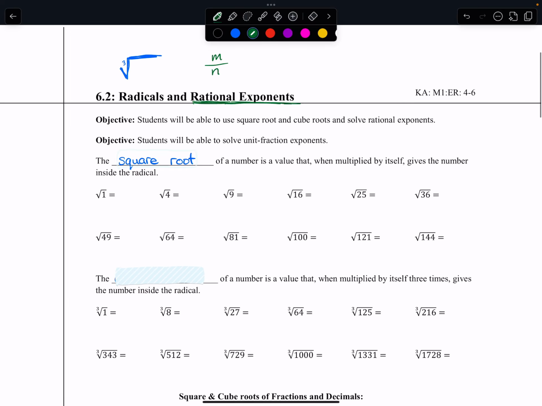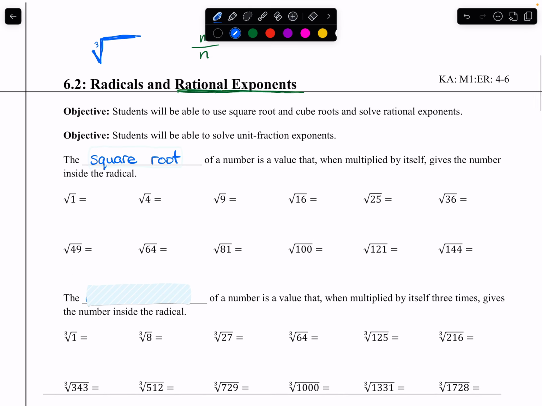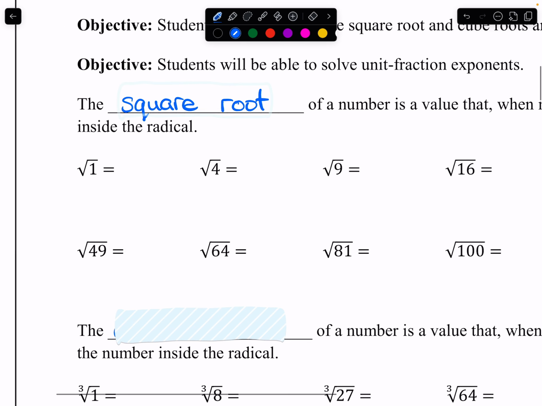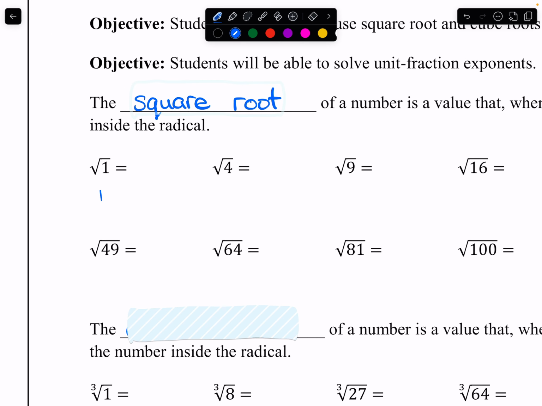Okay, so the first blank here is a square root. You've seen square roots before. It's the number that, when multiplied by itself, gives us the number inside the radical. So if I ask you, what's the square root of 1? Well, 1 times itself gives me 1. So the square root of 1 is 1. What's the square root of 4? Well, 4 is 2 times 2, right? So the square root of 4 is 2. The number multiplied by itself to give you 4 would be 2. Similarly, the square root of 9 is 3.